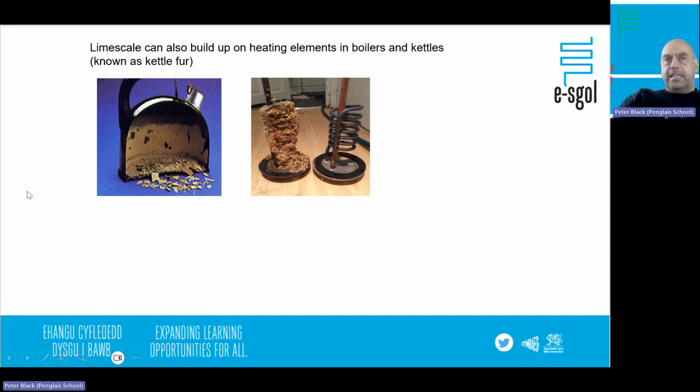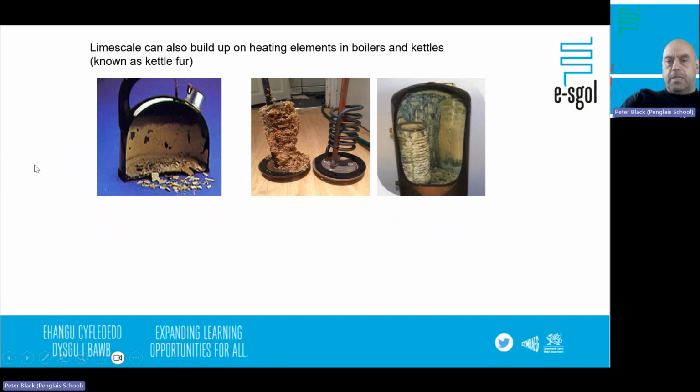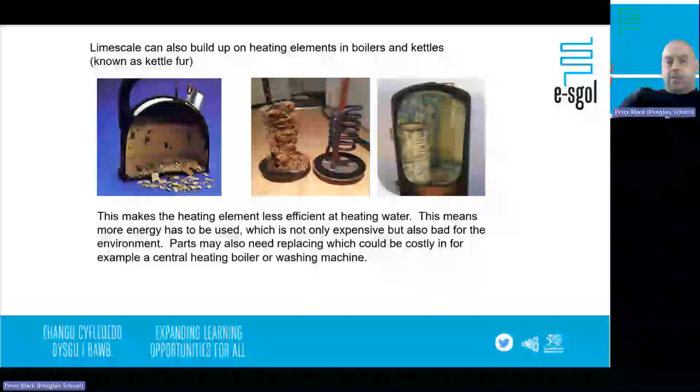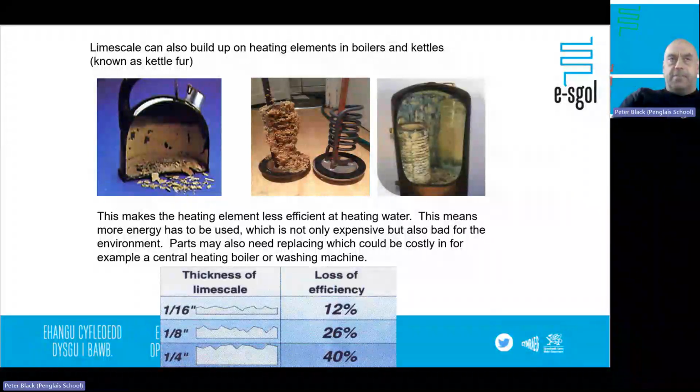This happens particularly in your temporary hard water areas. So if you've got permanent hard water, you don't tend to form the limescale as much on the heating elements as you do in the temporary hard water. And we can see another, this is a heating tank, hot water tank, and you see it's absolutely caked in this limescale.